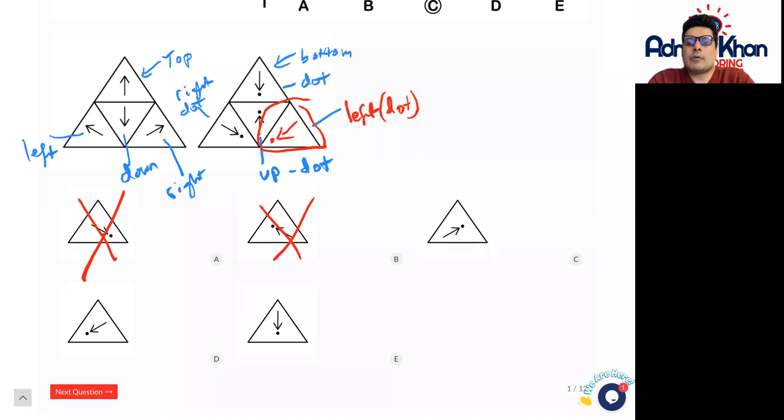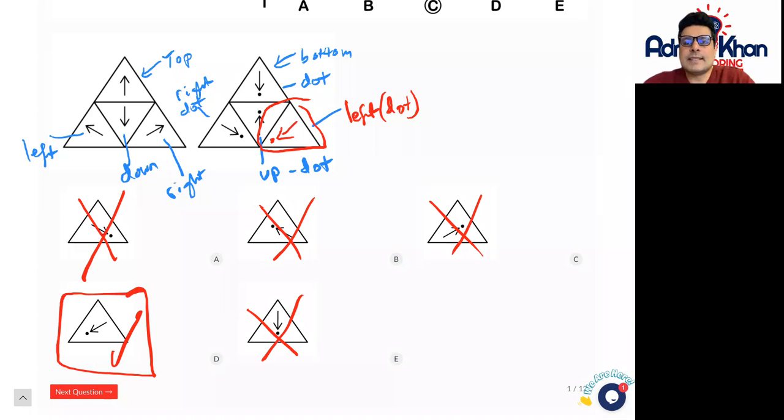Option C, the arrow is pointing to the right with a dot. Let's cross this out. Option D looks right to me. We'll come back to that in a second. And option E is incorrect because the arrow is pointing down. So in this case, our answer is going to be option D.